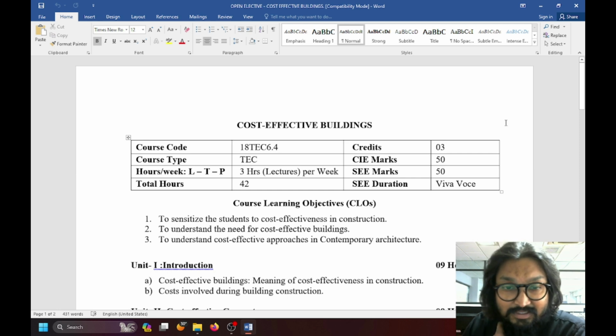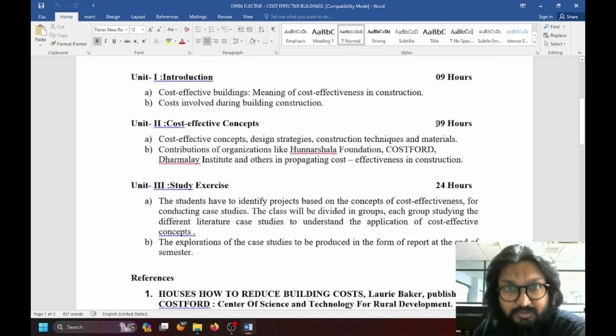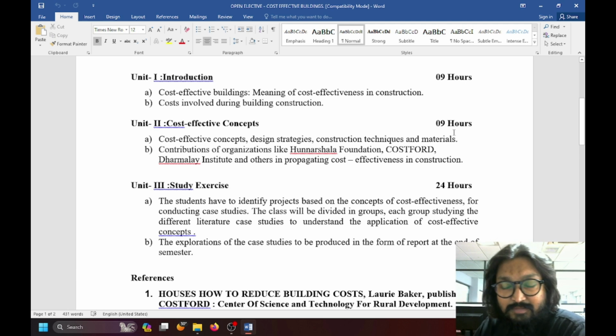Okay, this elective is about cost-effective buildings, and obviously this is being offered by the architecture department. My name is Mayur Sapre. I'm a faculty of architecture. So to quickly give you a background about cost-effective buildings, now this is the syllabus which is being designed for this particular open elective. To understand this syllabus, it's basically in two parts.